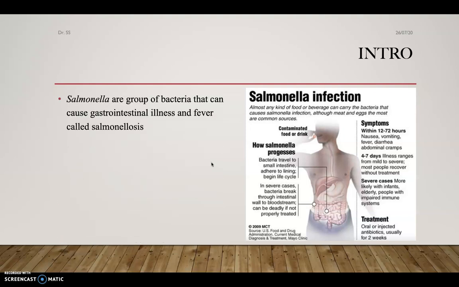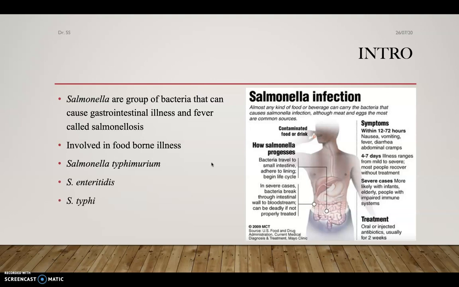Salmonella are a group of bacteria that cause the gastrointestinal illness and fever called salmonellosis. Salmonella are pathogenic microorganisms. Some examples of the organisms are Salmonella typhimurium, Salmonella enteritidis, Salmonella typhi.